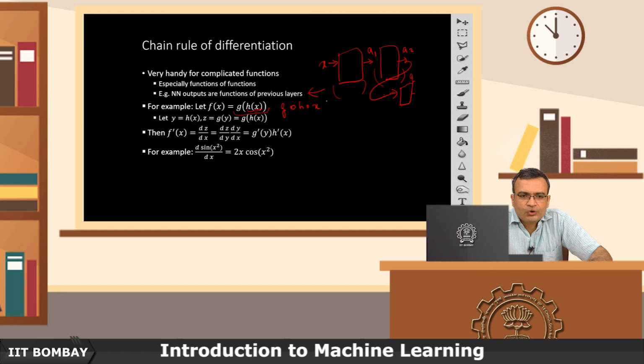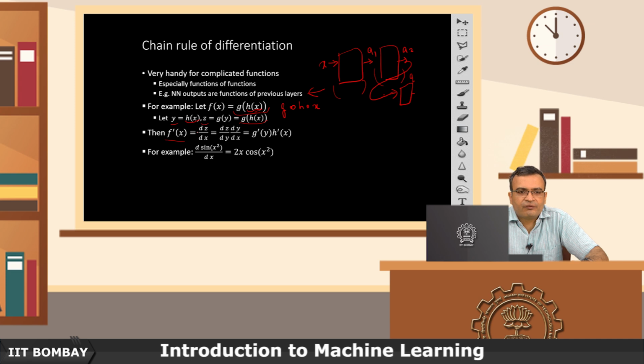Now let's say we want to find these derivatives, right? If we want to find the derivative of f with respect to x, then let's introduce some intermediate variables. Let's call h of x as y, and let's call g of y, which is g of h of x, that is your f of x, let's call it z.